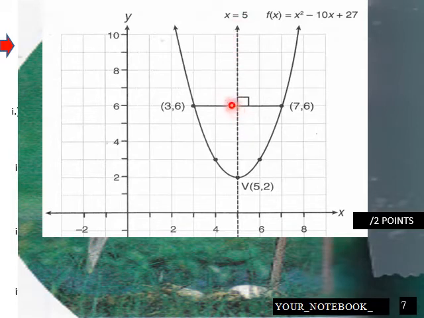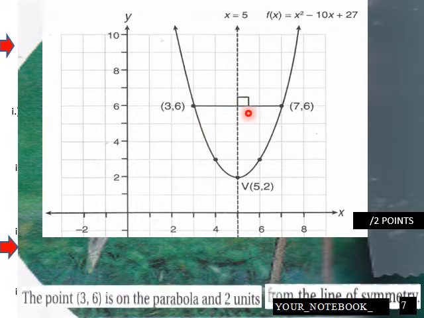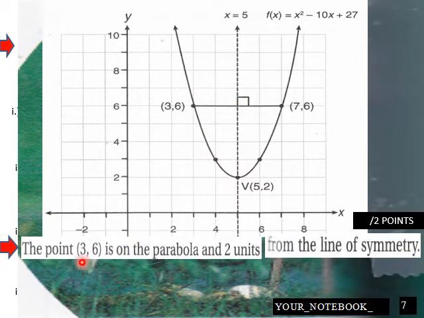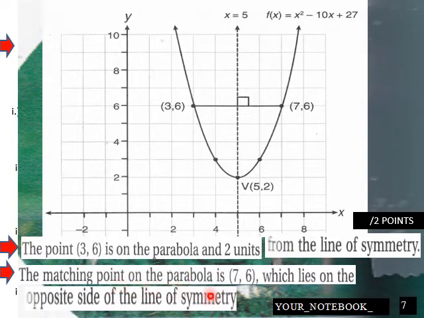And then on each side here, say for example, when y equals 6, x equals 3, and when y equals 6, x equals 7. So you're moving to the left 2 and you're moving to the right 2, and still with a y-coordinate of 6, and this is at a right angle here, so that's a pretty good diagram. The point 3, 6 is on the parabola 2 units from the line of symmetry. The matching point on the parabola is 7, 6, which lies on the opposite side of the line of symmetry.